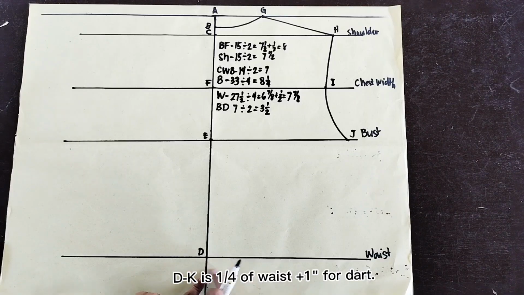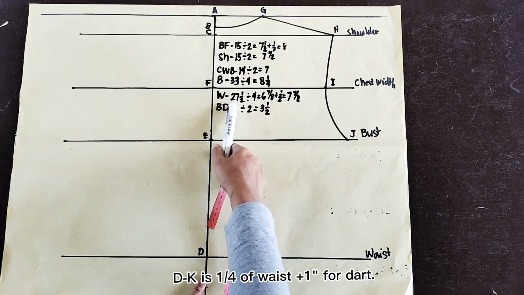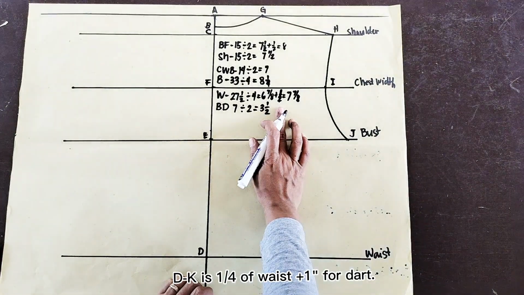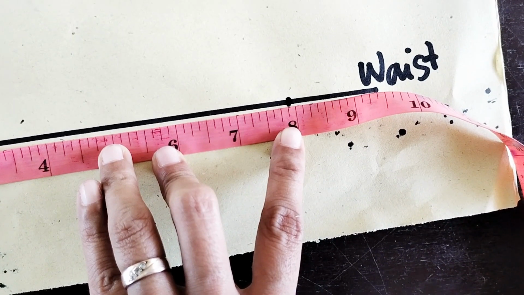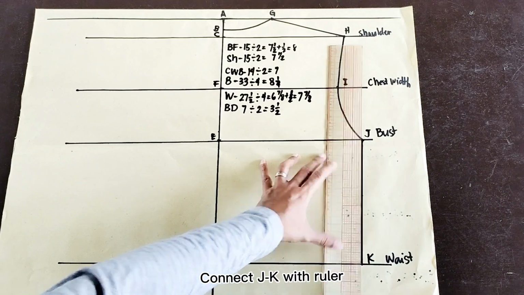Then waist measure is in line D. Sample measurement is 27.5 divided by 4 plus 1 inch for the dart is 7 7/8. So D to K is 7 7/8. Then connect J to K with ruler.